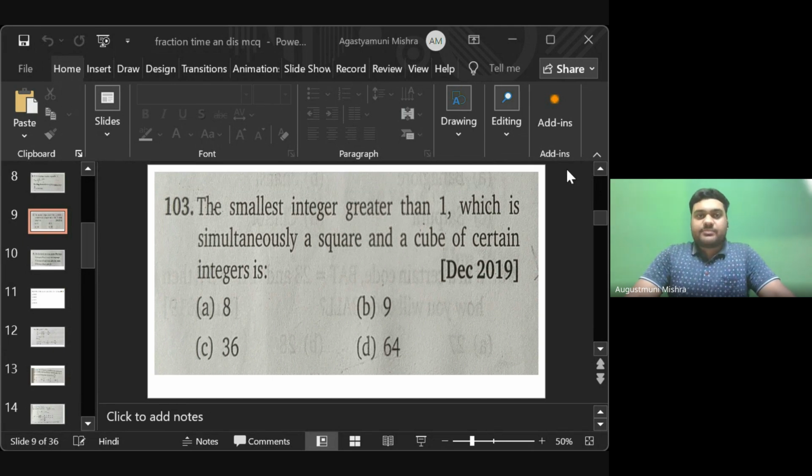Yesterday's slide only I'm starting our session, because yesterday we discussed fractions and one of the parts, that is time and distance. So I will also explain the basic things of time and distance after completing the questions of fraction. So this is the question of fraction. I'm waiting for your answer in the chat box.